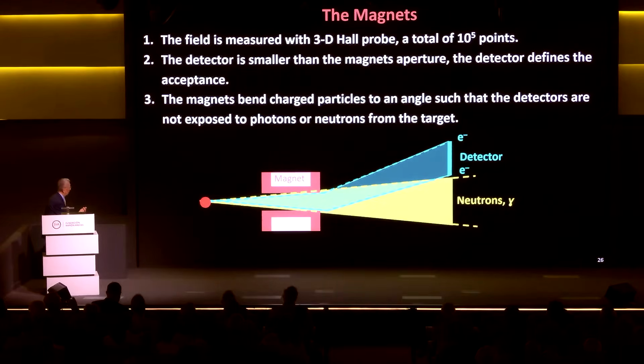The magnet, we measured 10,000 points, and the detectors are smaller than the magnet, and they are away from the target. And so only charged particles go through; neutral particles will not enter the detector.